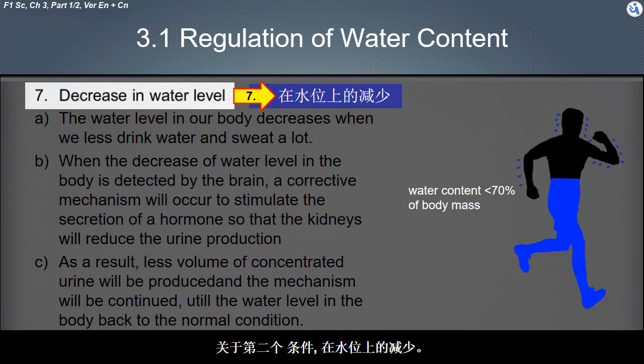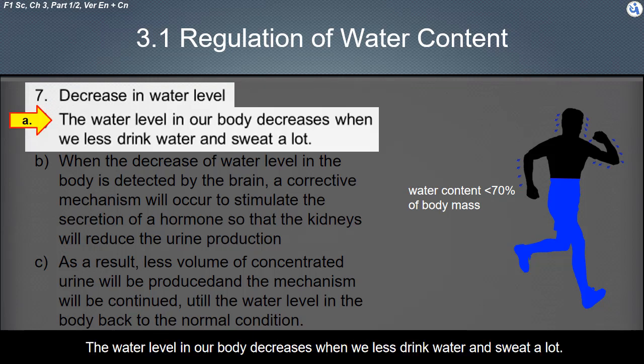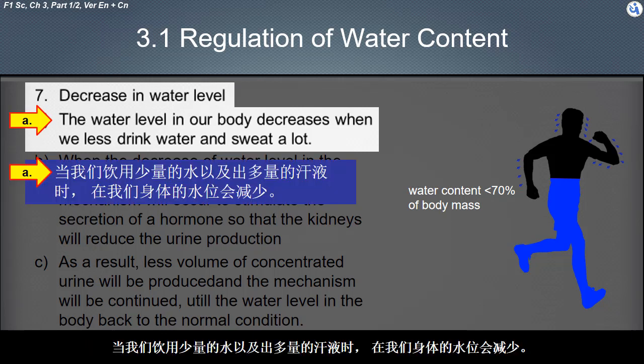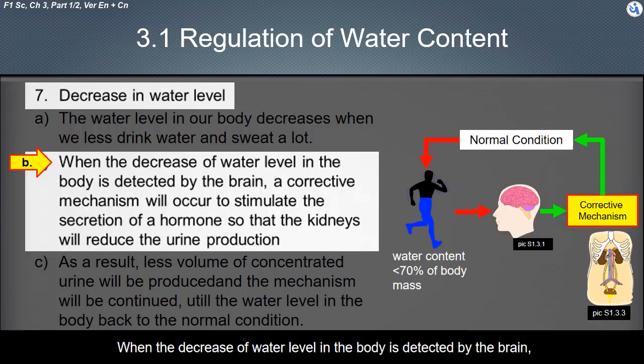The water level in our body decreases when we drink less water and sweat a lot. When the decrease of water level in the body is detected by the brain, a corrective mechanism will occur, to stimulate the secretion of a hormone. So that, the kidneys will reduce the urine production.